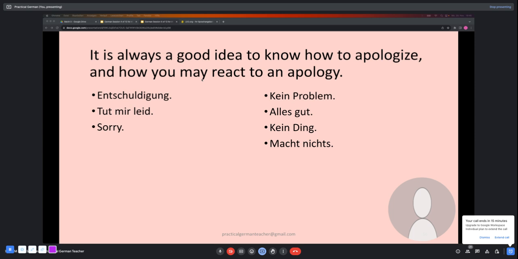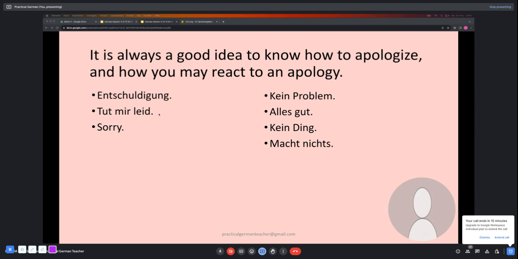It's always a good idea to know how to apologize and also how you may react to an apology. For example, you are in Kaufland with a shopping cart and you hit someone by mistake. So you say sorry. You can say Entschuldigung. "Tut mir leid" means it hurts me, but you don't say it when you hit someone with your shopping cart. It's for when someone gives you bad news, then you say, I'm sorry. Tut mir leid.